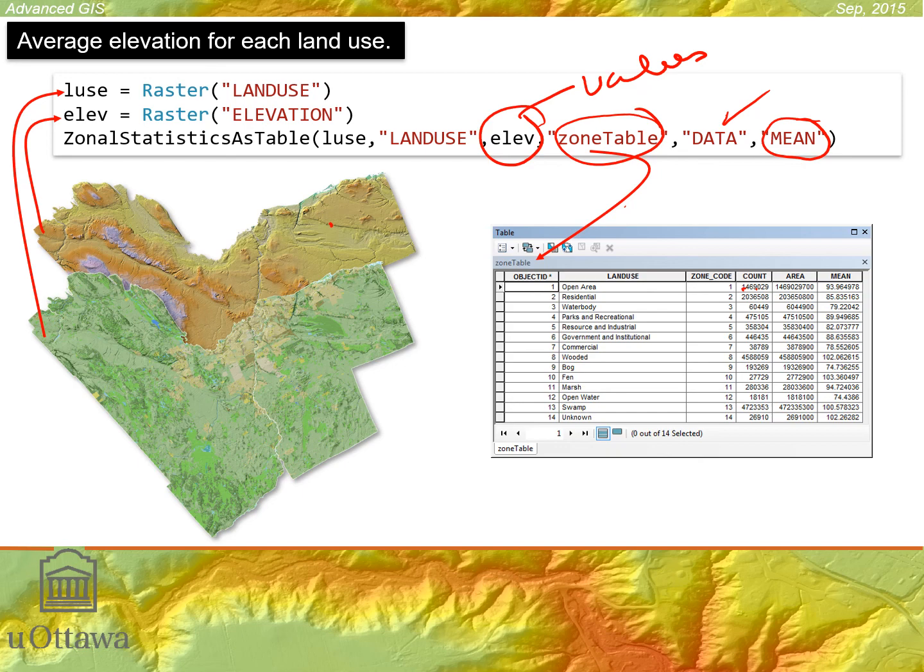So for example, what ones are highest here? I can see that fen is at the highest average elevation, and at the lowest elevation is open water. Well, that makes sense, since the river would be the lowest elevation in the region. And you could then sort it in different ways, graph it, and figure out if there's any type of relationship or hypothesis that could be based on that.